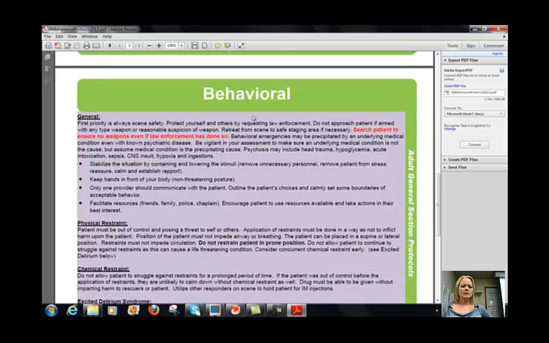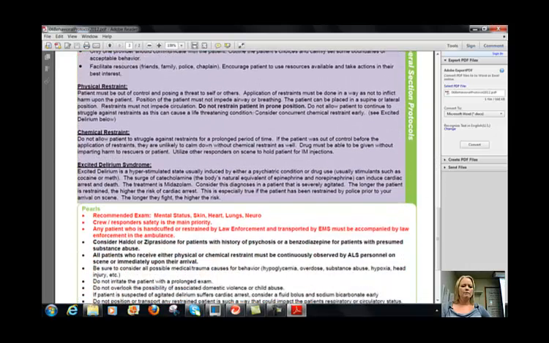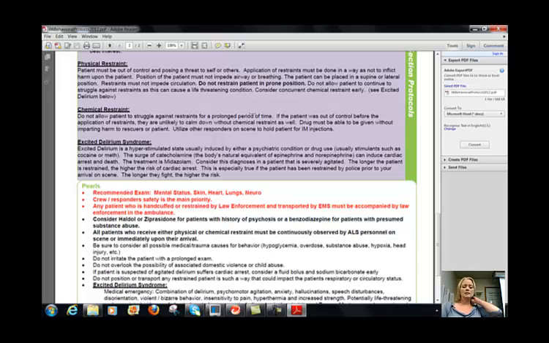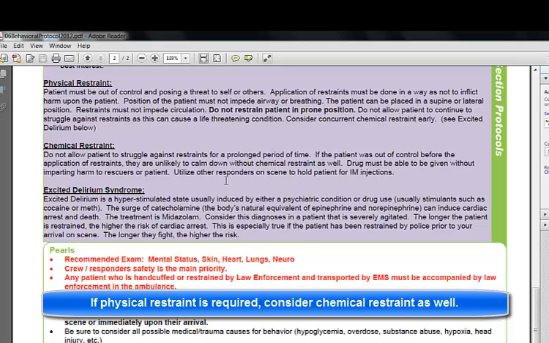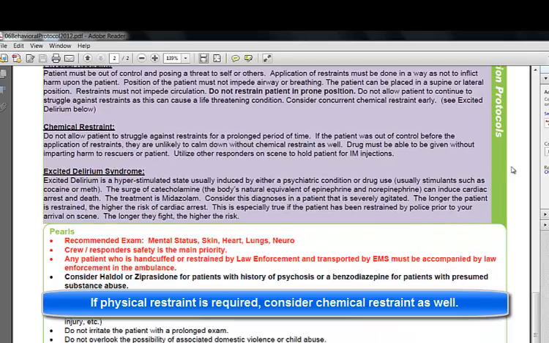There's a lot of information on the second page about physical and chemical restraint and excited delirium. The main thing that I want you to know here is that if you have to physically restrain a patient, you need to consider chemical restraint as well, because I've never seen somebody calm down when you tie them down. They usually get more upset and fight against the restraints, and that's when you can really get into trouble with excited delirium syndrome. We're going to have another class specifically on excited delirium, so you guys know a little bit better how to recognize it. But just remember, when you're considering physical restraint, please also consider chemical restraint.